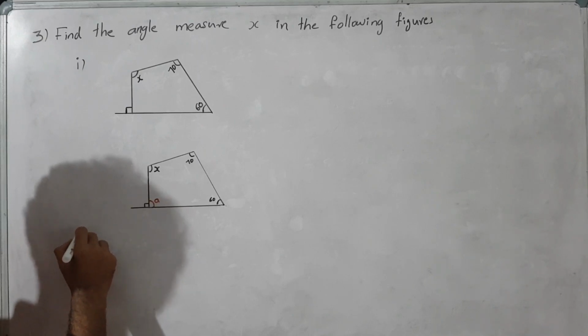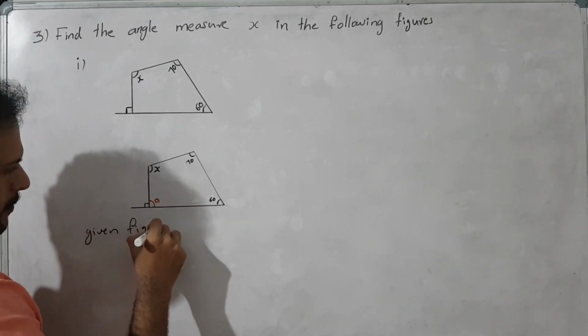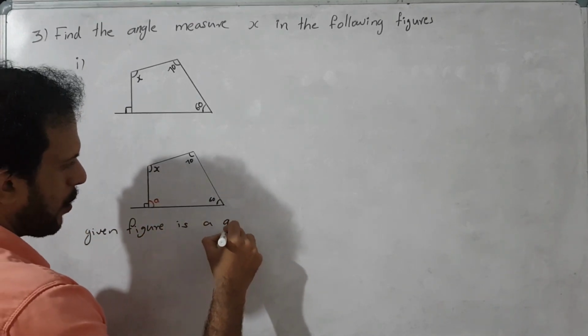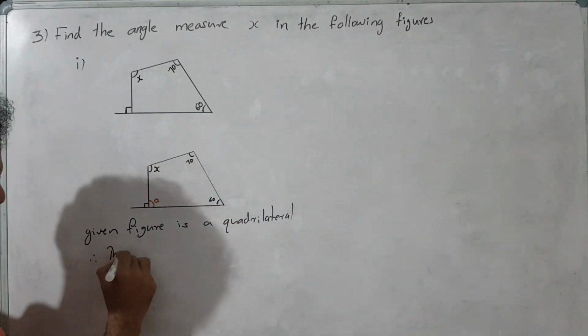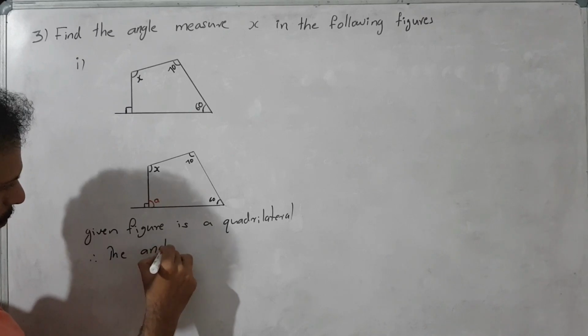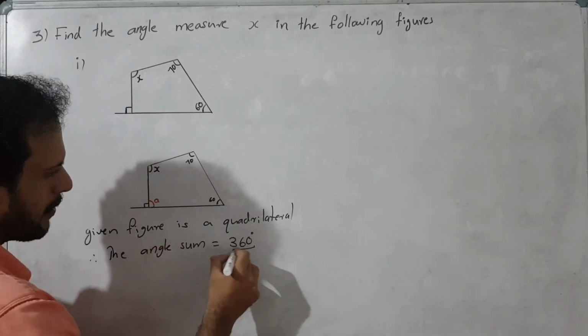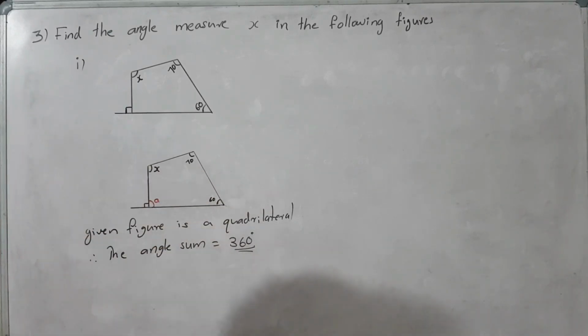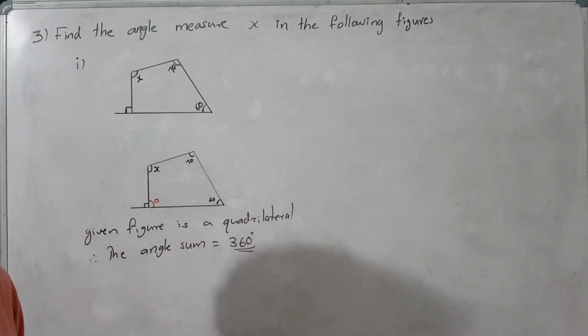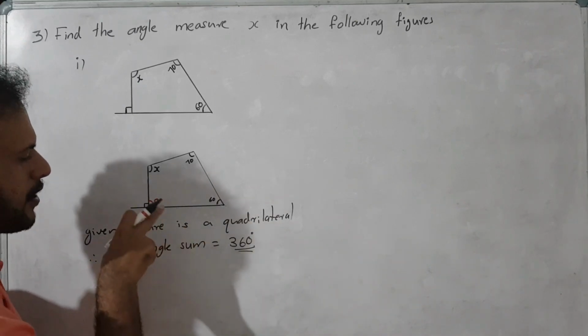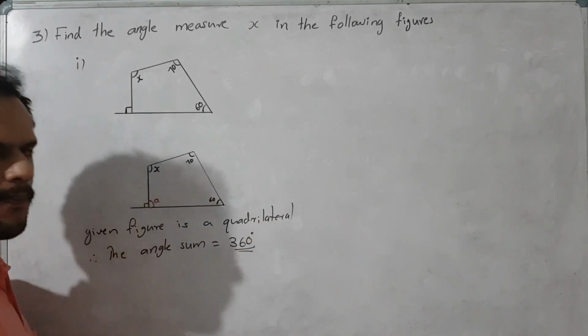We start like this. It is a quadrilateral. Therefore, angle sum is equal to 360 degree. Why? Because it's a quadrilateral, we know that the angle sum is equal to 360 degree. Then for applying the angle sum property, first we need to find the angle value of A.